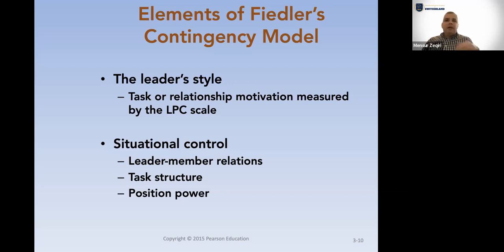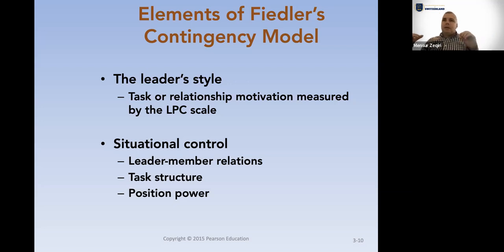Then we have the task structure, which is the second element of this situation, and it refers to how clear the task is to the followers, so what is expected from them. So we mainly talk about the clarity of the task. A highly structured task has clear goals and procedures, few paths to the correct solution, few correct solutions, and can be evaluated easily. This degree of task structure will affect the control of the leader.